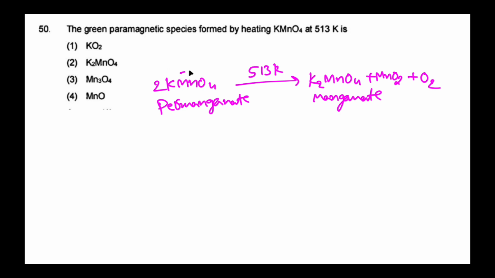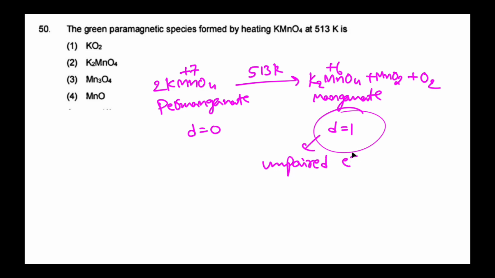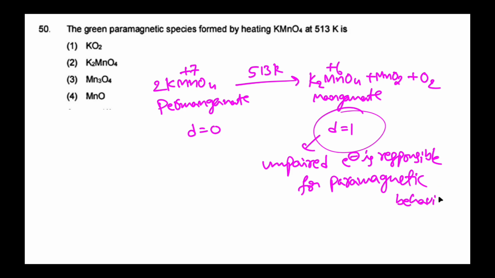Here manganese is in the +7 oxidation state. Here manganese is in the +6 oxidation state. Here the d value is 0. Here the d value is 1. So we know very well that an unpaired electron is responsible for paramagnetic behavior. So the answer is K2MnO4.